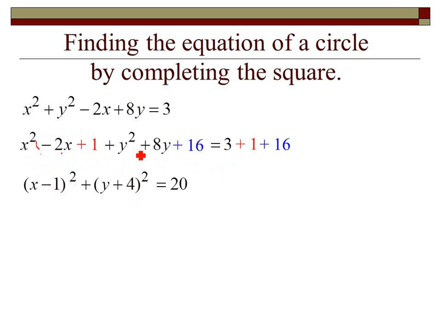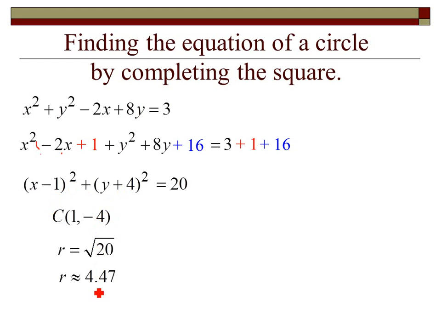Half of 8 is 4. So I did y plus 4 squared. And then I add these numbers together. I get 20. My radius squared is equal to 20. So I take the square root of 20, and I get roughly about 4.5. So 4.47. So my center is at 1, negative 4. Radius is the square root of 20, which equals roughly about 4.47 or 4.5.